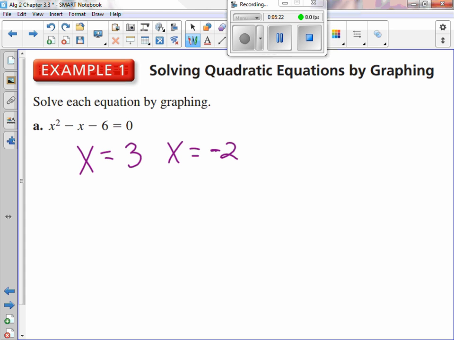That's all we have to do to find the solutions. Any questions on this?